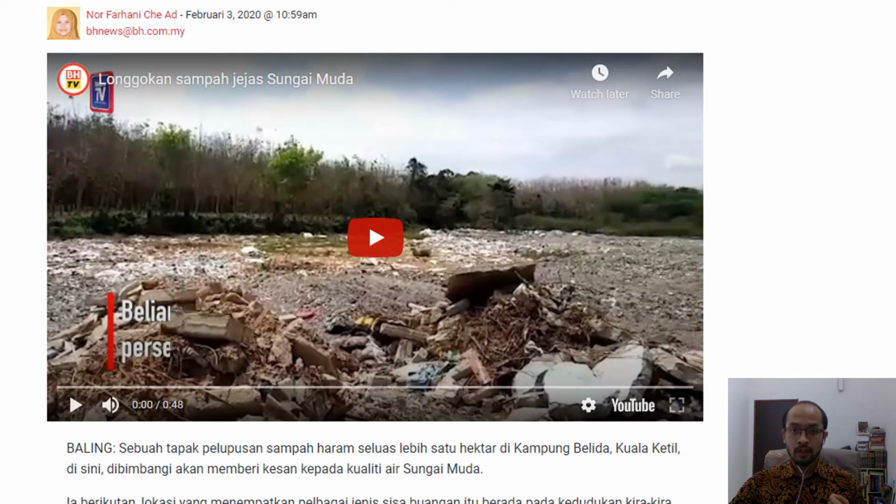Back in February 2020, prior to the first MCO in Malaysia, we were still in this vicious cycle of MCO though. We were shocked by the news on illegal landfill nearby to Sungai Muda. This is not merely about dump site. This is a national crisis. I reckon this is a threat to our water resources. This is a threat to our future.